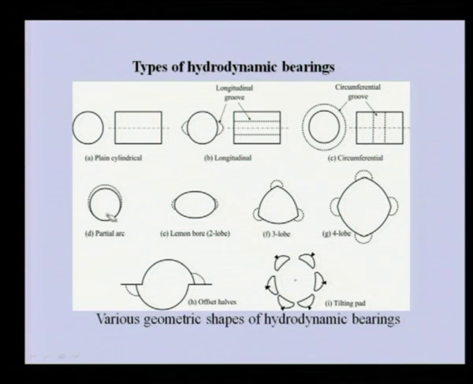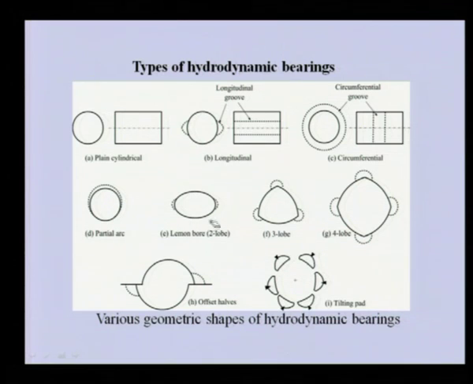So this is that partial arc, and the lubrication grooves are here on the top surface of the circumference, not at the bottom, because generally the pressure develops at the bottom. So if we provide lubrication grooves there, the chances are that lubricant will go out from the bottom grooves rather than coming inside the bearing.